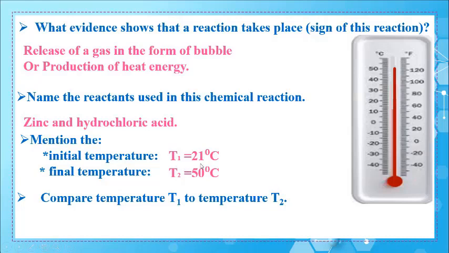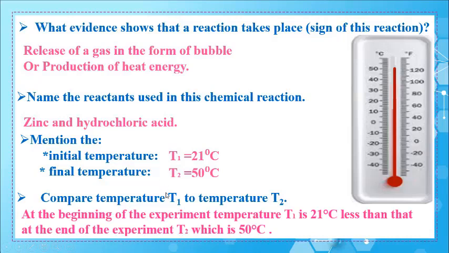Now, compare temperature T1 to temperature T2. And don't forget the conditions of comparison, where you have to write a complete statement. You have to mention the values and the units if they exist, and the correct term of comparison: less than, smaller than, greater than, etc. Yes, make a comparison by yourself. Pause the video. Good! At the beginning of the experiment, the temperature T1 is 21 degrees Celsius, you see, less than that at the end of the experiment, T2, which is 50 degrees Celsius, you see.